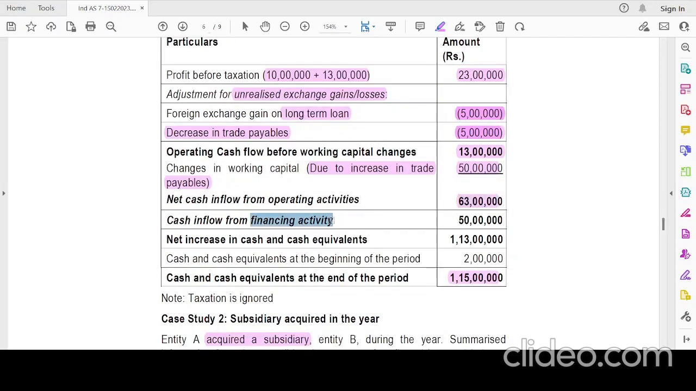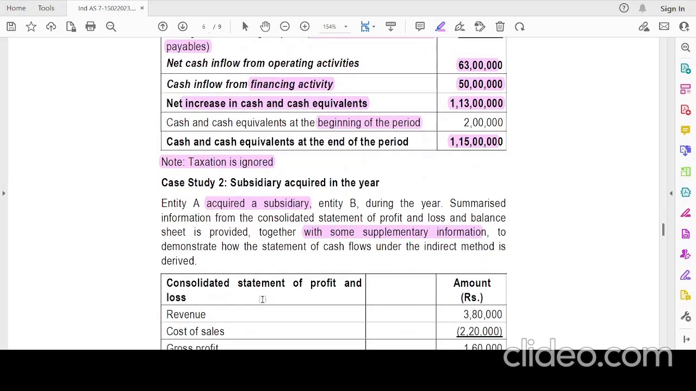Then cash flow from financing: 50 lakhs have been borrowed during the year, which is given here, because of the inflow. 15 is the increase in cash and cash equivalents, and the beginning of the period was 2 lakhs. So cash and cash equivalents at the end of the period was 1 crore 15 lakhs. Taxation is ignored because it's not given, we have to ignore it. That note has to be given.